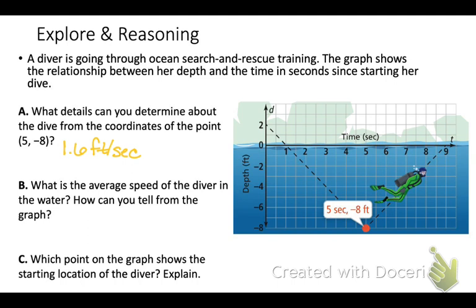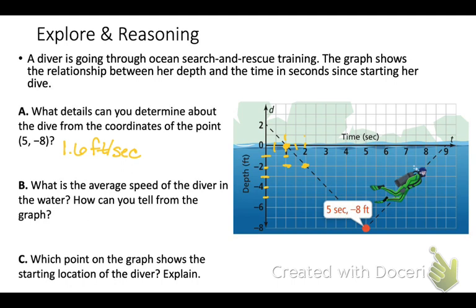But let's actually count it. Well, this looks like it goes right to this point right here, doesn't it? Does it go right through 1? Yeah, so that would be down 1, 2, and over 1. Oh, it's 1, because this is 1 and this is 2. Each one down is 1 foot, but each one over is half a second. Does that make sense?